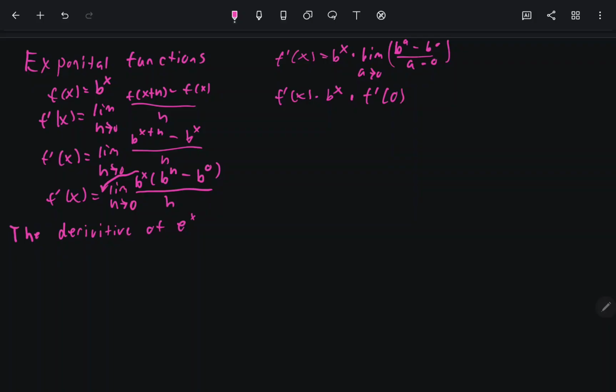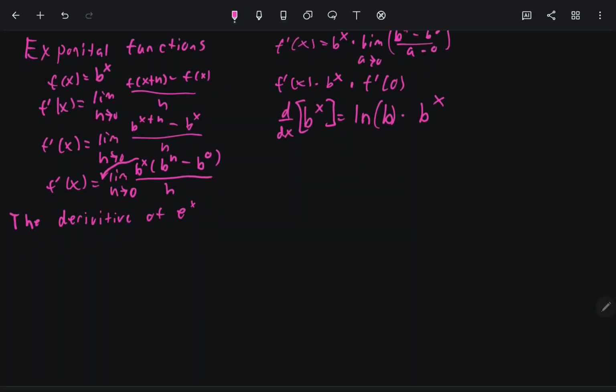Alright. Well, this tells us a lot of useful information, but what is this number? We can't really solve for it, but we can use the limit to somewhat try and estimate it. Well, I'll actually tell you what that number is, and once we know the chain rule, I'll prove it for you. So the derivative of b to the power of x is equal to the natural logarithm of b times by b to the power of x.